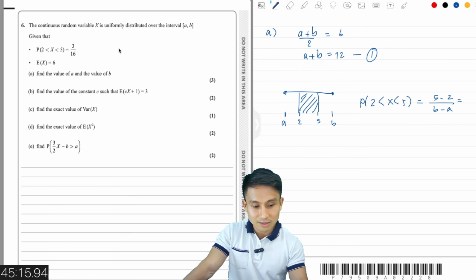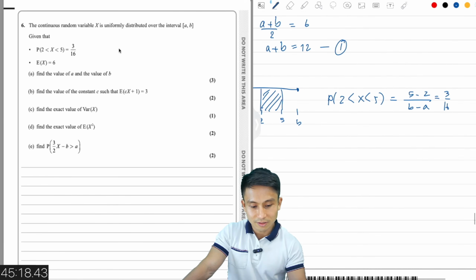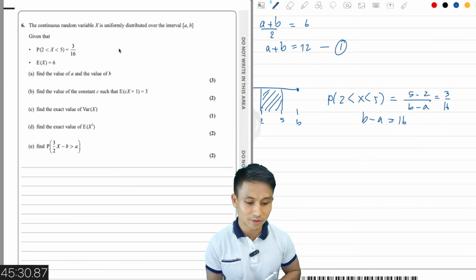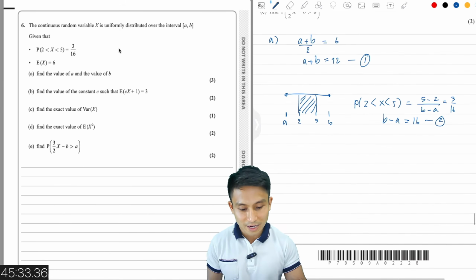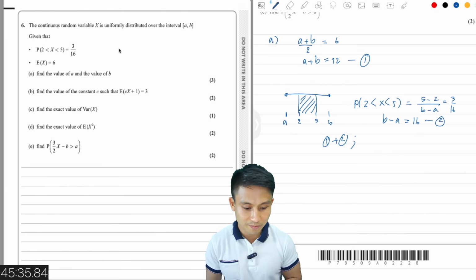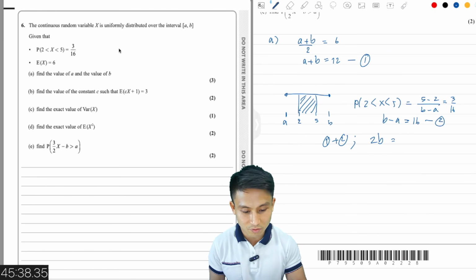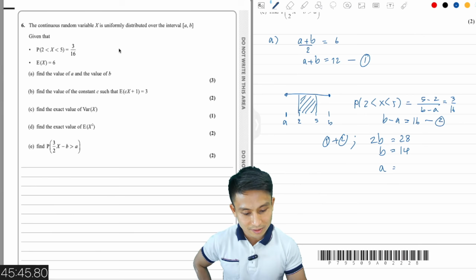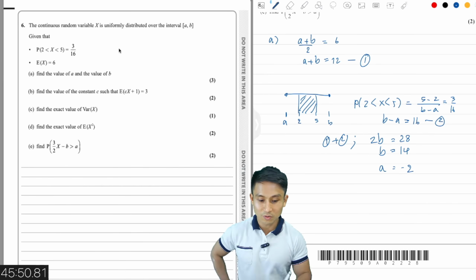And they're giving you that this is 3 over 16. Okay? So the 5 minus 2 is the 3, so cancel the 3 here. That means b minus a is 16. Or you can cross multiply there, and then you will know that b minus a is 16. So if I add up the first and the second equation, a will disappear, so I get 2b equals 28, so b is 14, right? Yeah, so if b is 14, then a is minus 2, isn't it? Because they add up to 12.